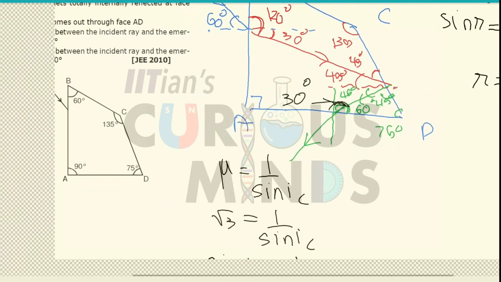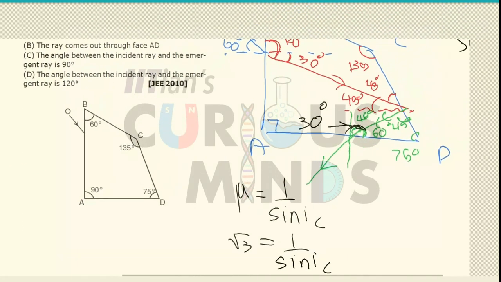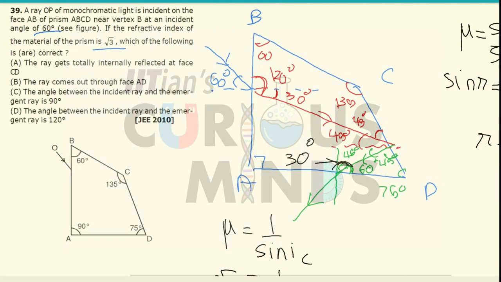Okay. So let us see the options. We will calculate the rest of them too, but let us first see the options. Option number A is correct, the ray gets total internally reflected at the face CD. Okay, that is possible. Option number B is also correct. The ray comes out through the face AD. Option C says the angle between the incident ray and the emergent ray is 90 degree, or option D says it is 120 degree. So one of them will be correct between options C and D.